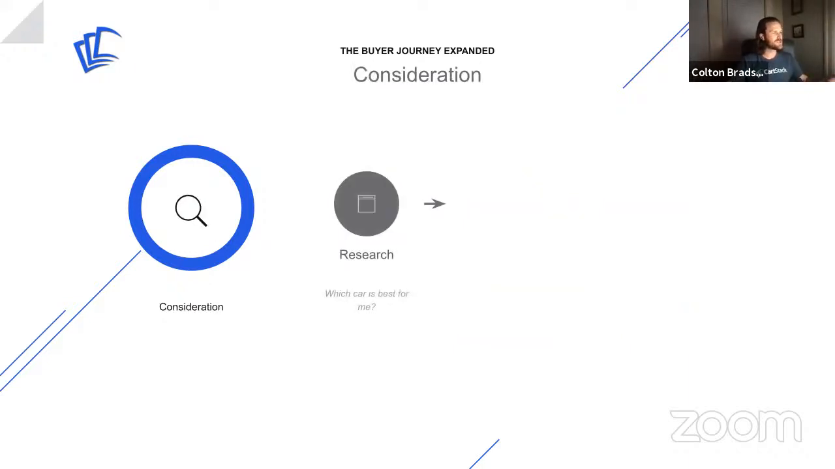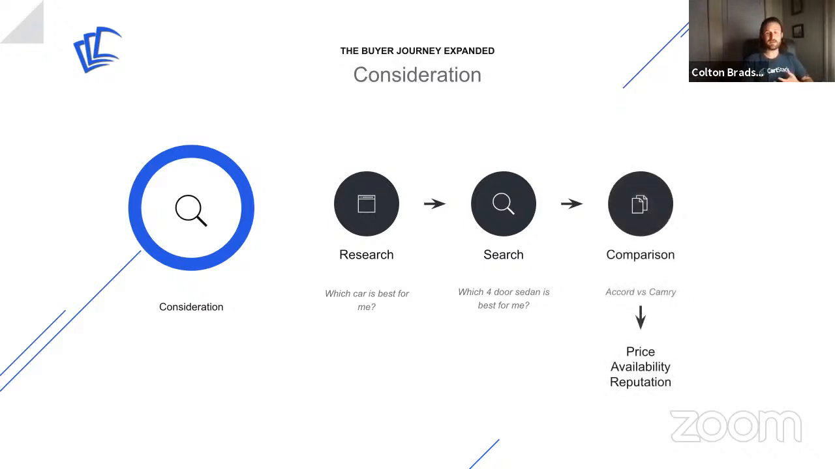And then we move into consideration, where we start out at research. All right, now I know I need a car. Which car is best for me? And then we get a little bit more dialed in and we start searching. All right, I know I need a 4-door sedan. Which 4-door sedan is best for me? And then we get into the comparison where we're like, all right, so Accords and Camrys sound pretty great. Now, which ones are priced the best? Which ones are easier to get? Which ones have the best reputation? And these are all factors that they're considering when they're in this stage.